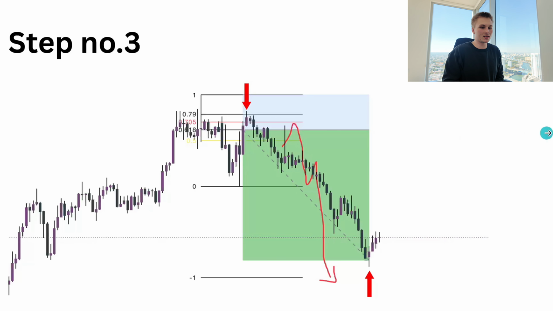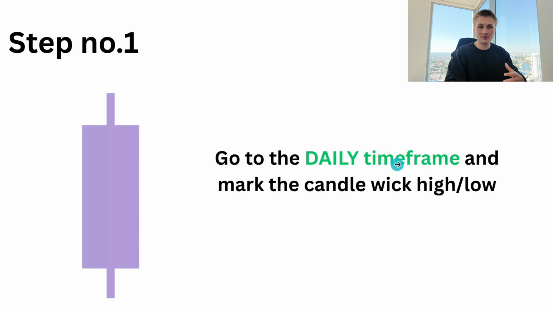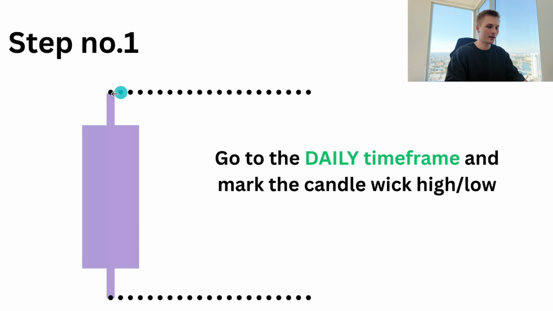So overall, this was a clean bearish example. Same thing for a bullish example. The previous example was a bearish example. Now let's take a look at a long setup, right? Using the daily pattern. So overall, go on the daily time frame. This is your previous daily candle. Same exact thing. Mark up the candle wick high and the low right there, high, low.